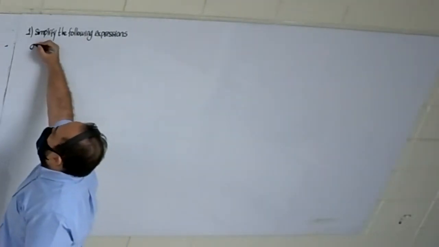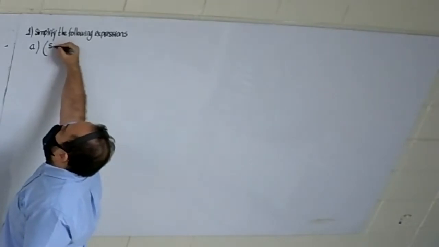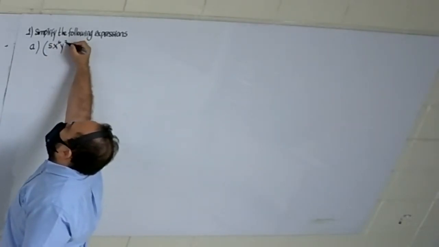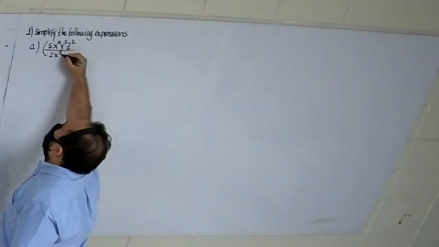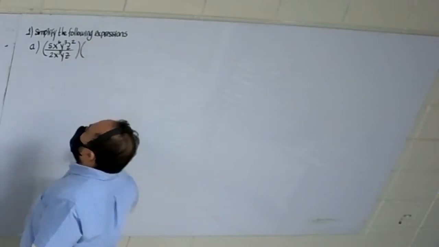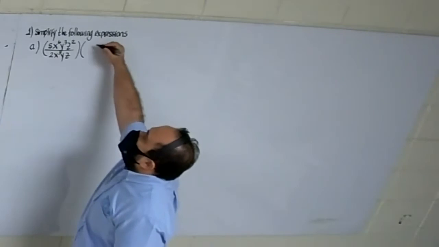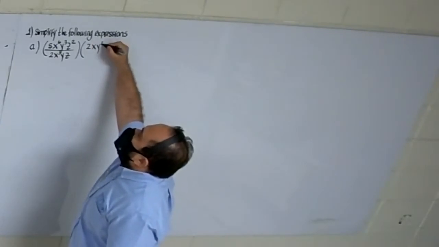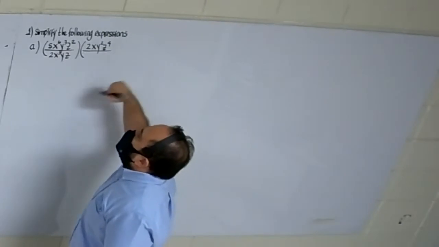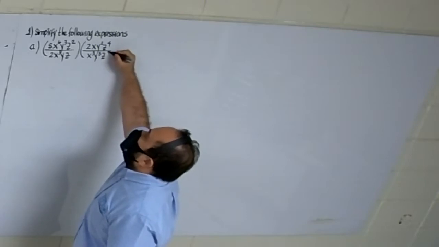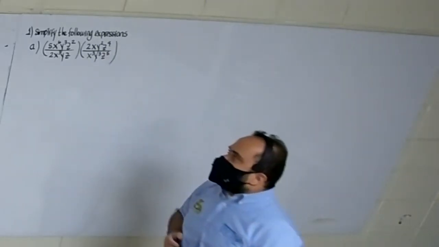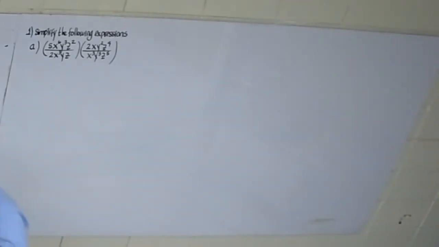For example, in the letter A, we have the product between 5x to the 6th power, y cubed z squared, over 2x cubed yz, multiplying by 2x y squared z to the 4th power, divided by x cubed y cubed z to the fifth power. Okay, obviously, what operation do we have? We have a product, right? Yes or no?